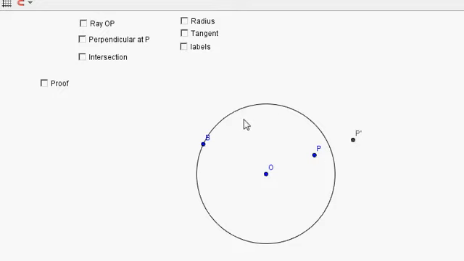Here's the construction when P is inside the circle to find P prime, and then a proof that that actually works. So the first thing you would do is take your straight edge and construct ray OP. So assume we don't know where P prime is yet. That's what we're trying to construct. But we have the circle centered at O, and we have our point P that's inside the circle. We can take our straight edge and extend a ray through OP.